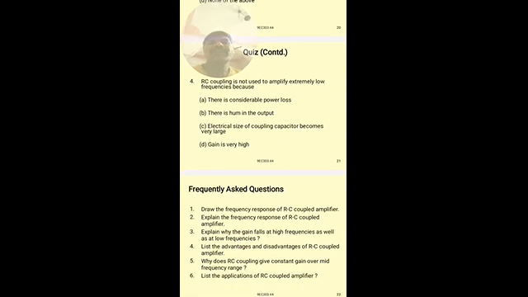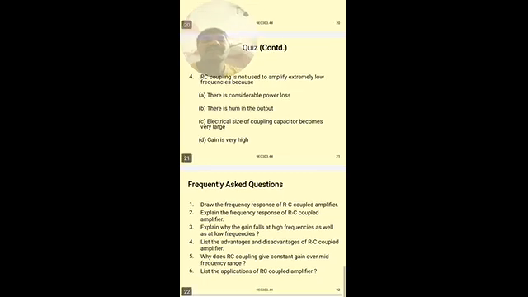Questions frequently asked in the examination are: draw and explain the frequency response of the RC coupled amplifier. Explain the construction and working of the RC coupled amplifier. Explain why the gain falls at high frequency as well as at low frequencies, and why the gain remains constant in the mid frequency. List the advantages and disadvantages of the RC coupled amplifier. List the applications of the RC coupled amplifier.